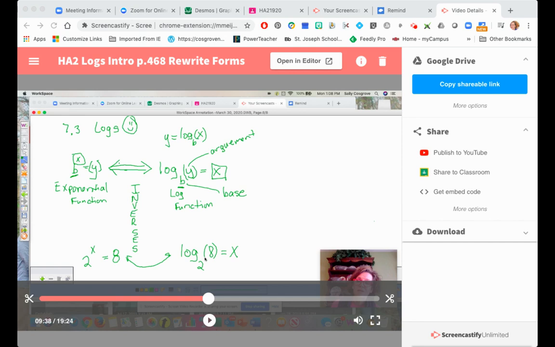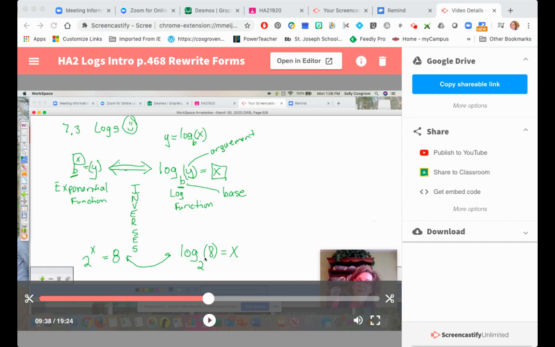So that's what I did over here. I should rewrite in exponential form. And then rewrite in the same base. And then what did we do? Set exponents equal to each other and solve. So these are our steps.